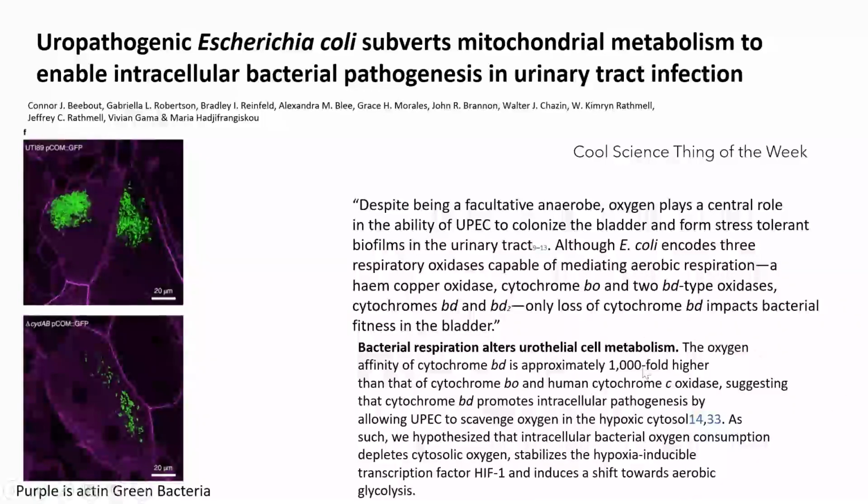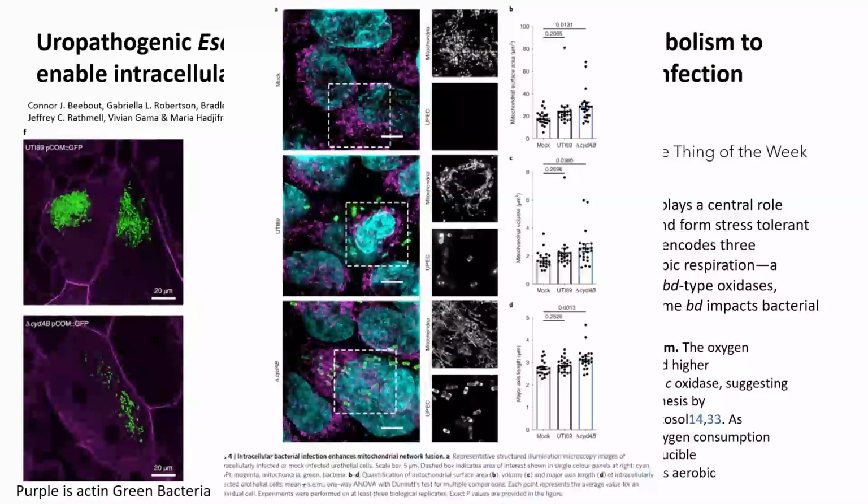On top of that, as they increase that consumption, it depletes cytosolic oxygen, which stabilizes the hypoxia-induced transcription factor HIF1, which induces a shift towards aerobic glycolysis. So it changes the way the bacteria handle their nutrients. It changes the way bacteria are able to utilize nutrients. It's also altering this transcription factor, which we're going to circle back to. So what does this look like in a cell?